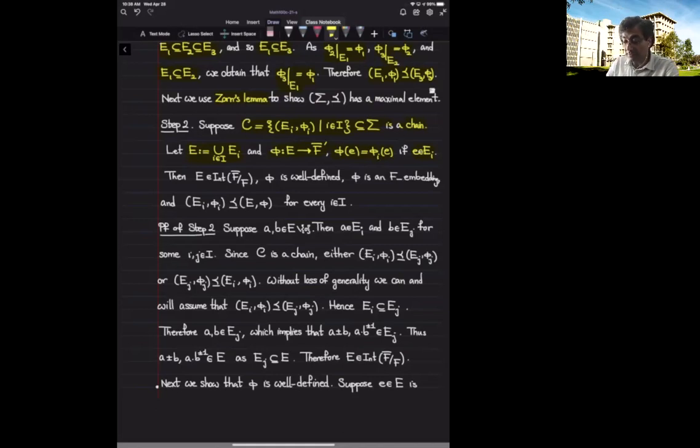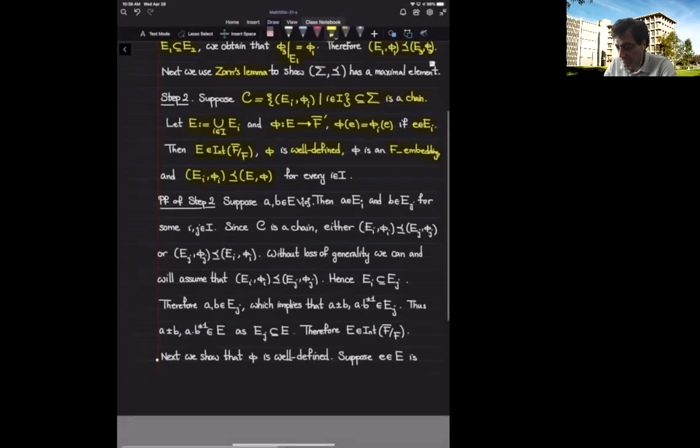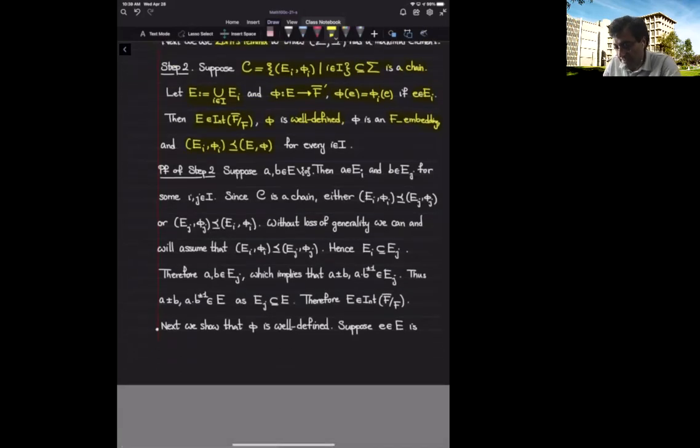(E_i, φ_i)'s. Okay, so that's our goal. We want to show that this union is indeed an intermediate subfield, that the map we are defining is well defined, that it is an F-embedding, and finally that (E, φ) is an upper bound for the chain of (E_i, φ_i)'s. This is the goal of step 2.